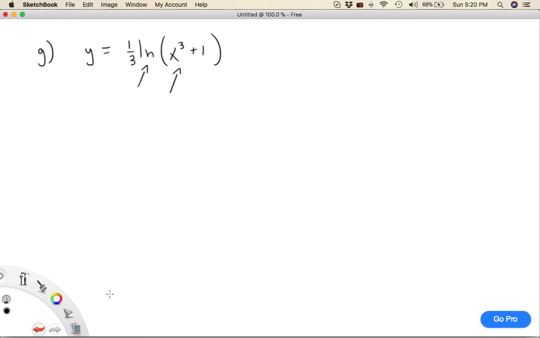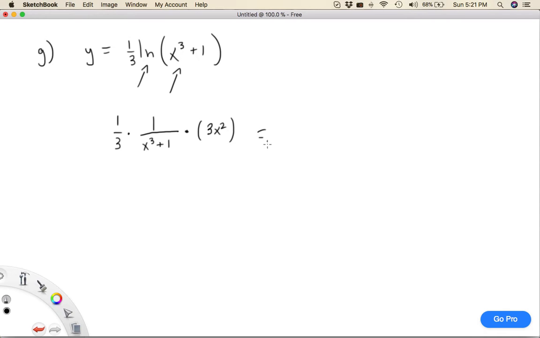So we need to figure out what is the derivative of ln and what is the derivative of x cubed plus 1. So the derivative of ln is always 1 divided by whatever's being logged. So we're going to get 1/3 constant multiple times 1 over the inside. Okay, so that's the derivative of the ln part. And then, because there's a function inside of that, we need to figure out what is the derivative of x cubed plus 1. And that happens to be 3x squared.